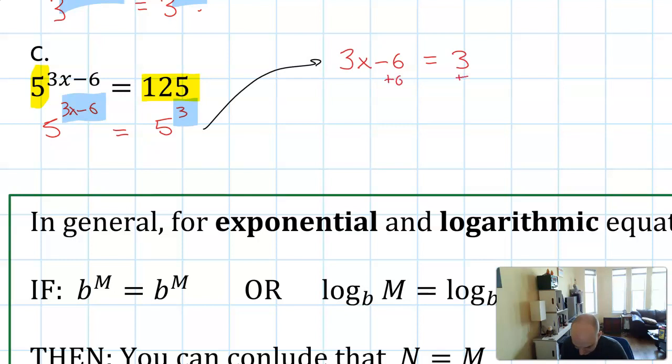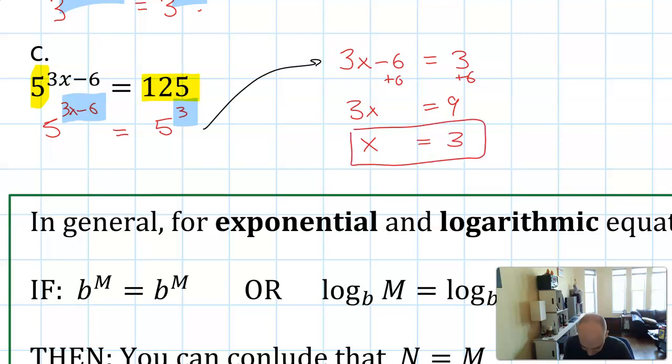Add 6. So we have 3x is 9 and x is 3. You can check that this is true, of course, because you could go 5 to the 3 times 3 minus 6. Oh, that's 5 to the third, which is 125. So that's a true statement. And you could have done that with all of these other ones. Always plug your answer back in if you feel like you need to check.